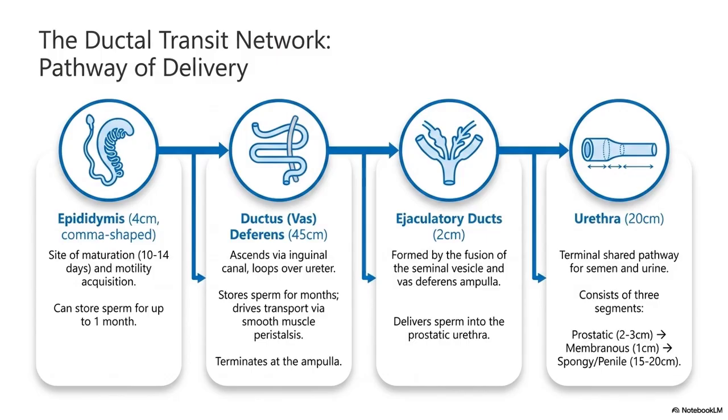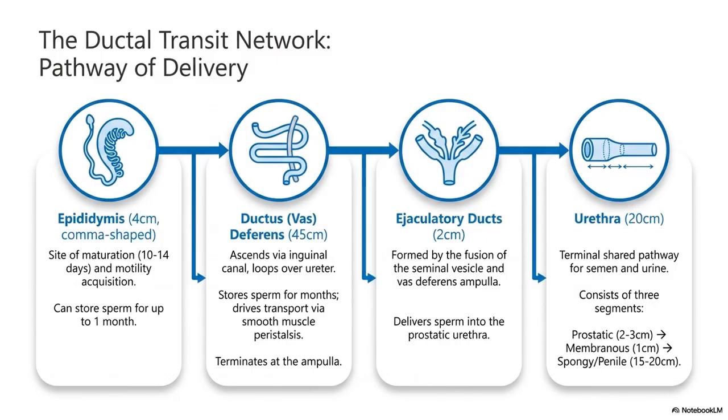Moving on to the next duct, the vas deferens or ductus deferens. It is about 4 cm in length. It starts from the end portion of the epididymis, ascends via the inguinal canal and loops over the ureter, and finally terminates into the prostatic urethra. The end portion of the ductus deferens is known as the ampulla. Its function is to act as a storage site for sperm for up to several months, and it also helps in the movement of sperm via peristalsis.